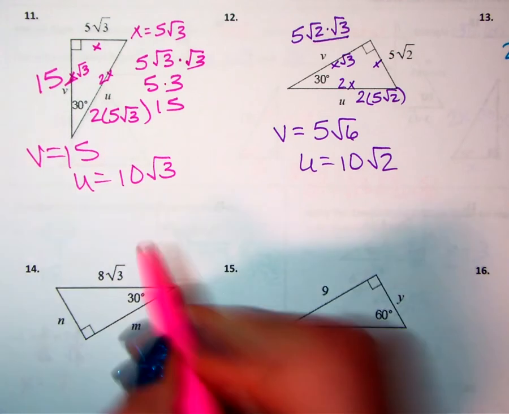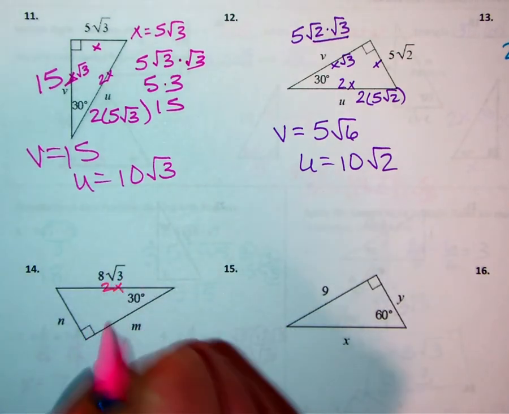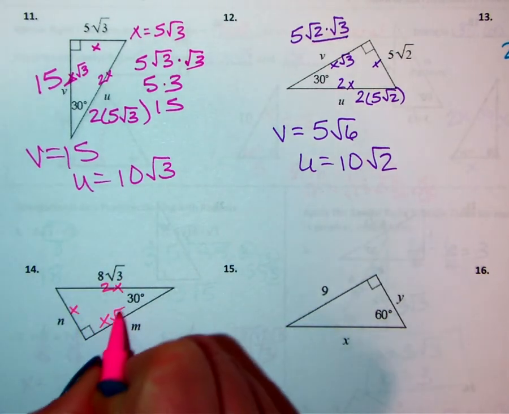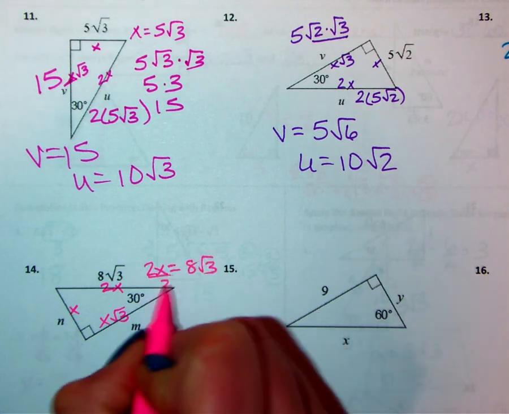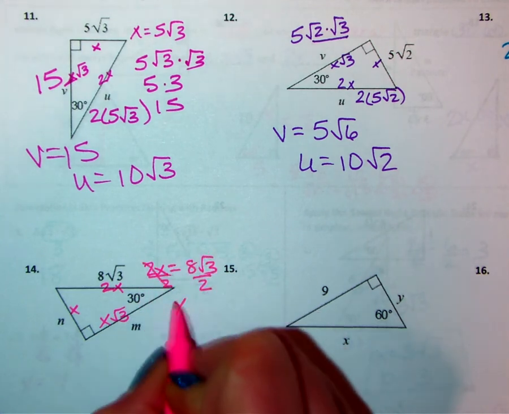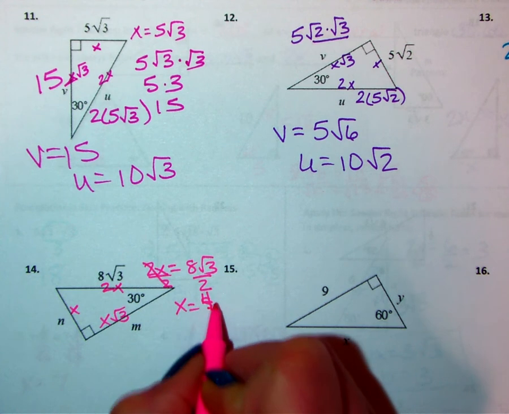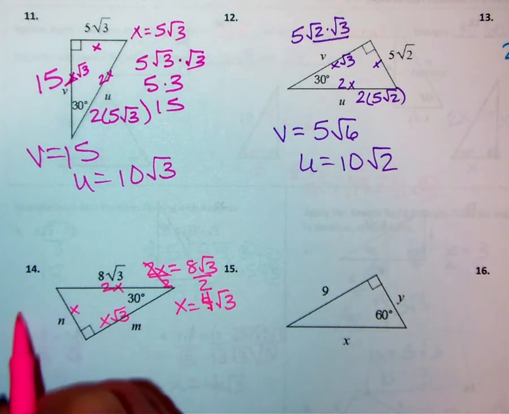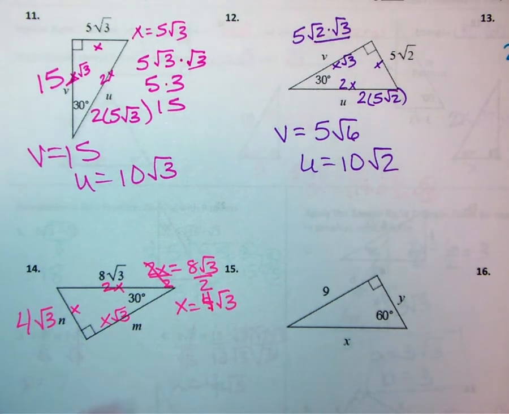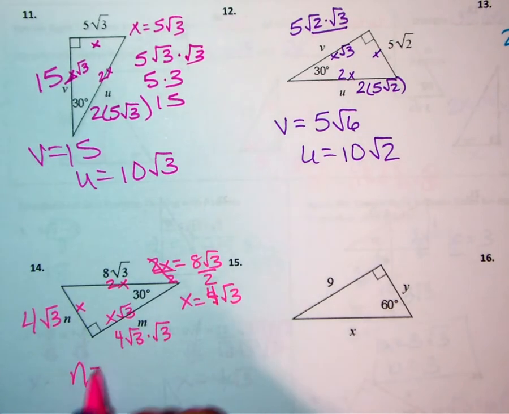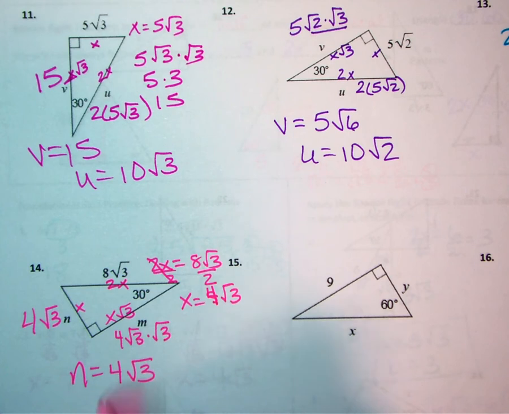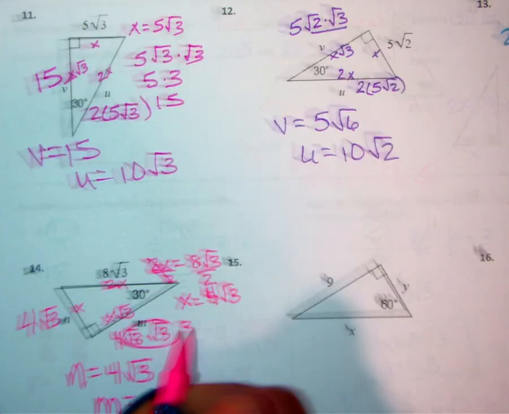Next one, I'm actually given the hypotenuse, which is my 2x side. Okay, so what makes 2x equal 8 square root of 3? Well, if I solve that, I get x has to be 4 square root of 3. So this side would be 4 square root of 3. And this side would be 4 square root of 3 times the square root of 3. Okay, so n is just 4 square root of 3. Can't do anything there. M would be 12 because these guys give me just 3.